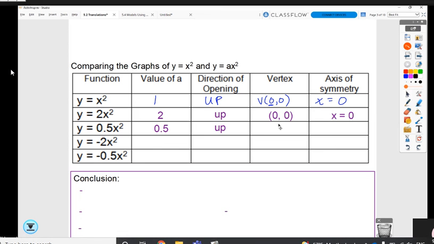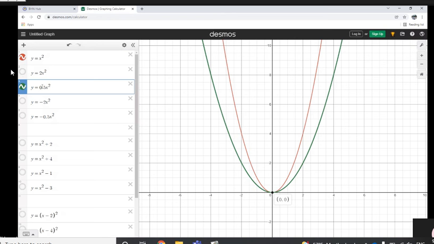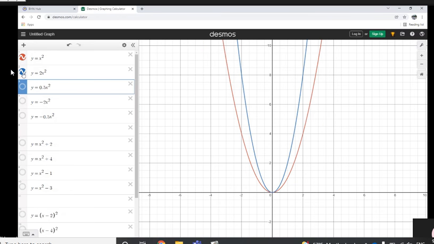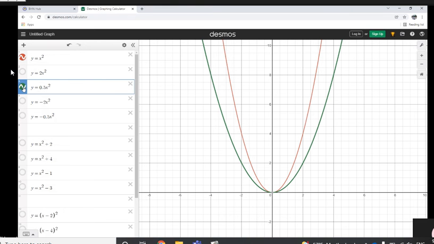0, 0, absolutely. And then that must mean that the axis of symmetry is also x equals 0. And look how narrow it is compared to y equals 2x squared. Now the red one there is y equals x squared. When it's 2x squared, it's more narrow, or stretched, we might say. And when it's a fraction, like 0.5, it's much wider, or compressed, we might say.